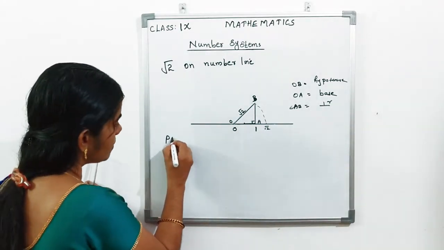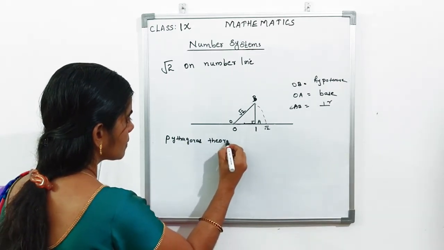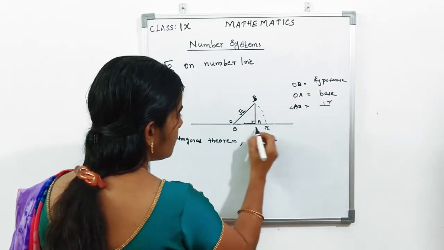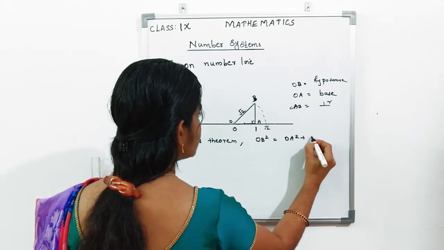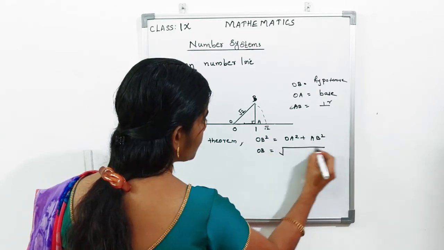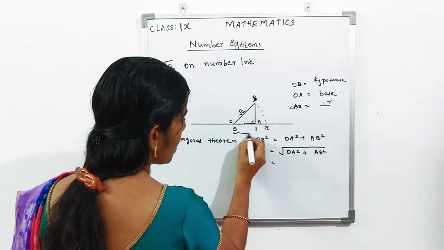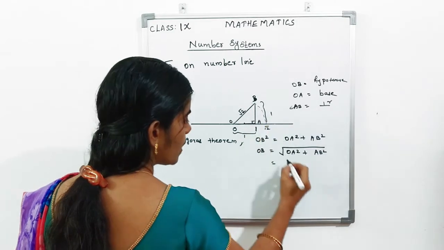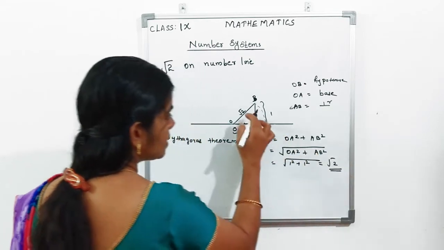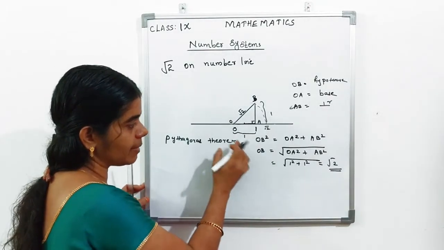What is the Pythagoras theorem? Using the Pythagoras theorem, you know that hypotenuse square is equal to base square plus perpendicular square, that is AB square. Then OB is equal to root of OA square plus AB square. Here you have taken 1 unit, and this also 1 unit. Therefore 1 square plus 1 square, that is root 2. That's why OB is equal to root 2. Clear? Once again I am explaining.